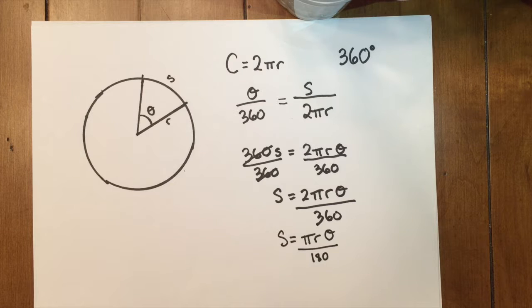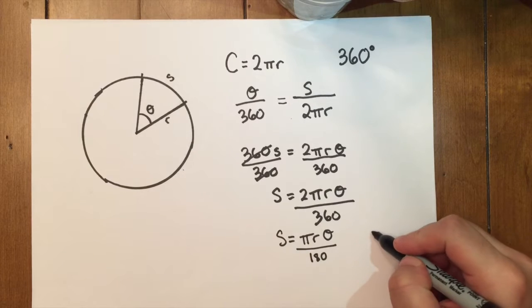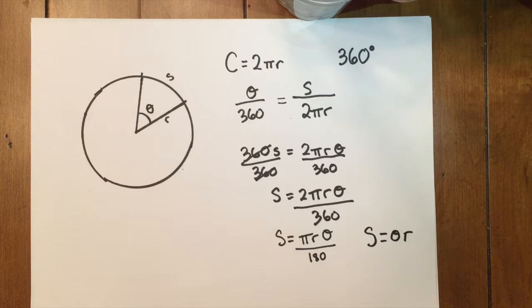If we want to think about it in radians, pi radians is the same as 180 degrees. So if our numerator is in radians, and we cancel it out with 180 degrees at the bottom, the pi and the 180 are kind of the same thing. So they would cancel each other out, and we would be left with s equals theta r. And that is the formula that you often see for arc length.